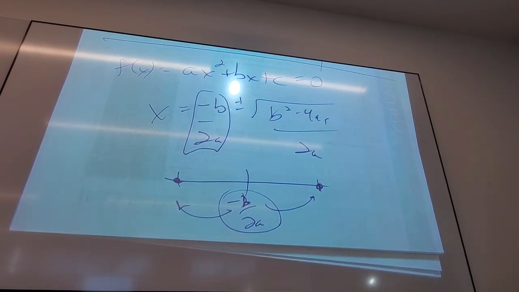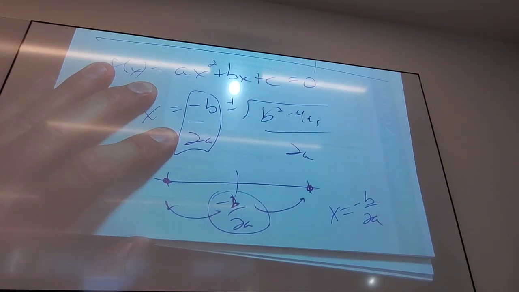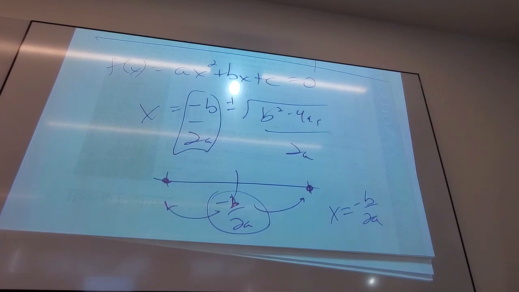That's a shortcut. How do I find the x piece of a vertex? I just have to do negative b over 2a. Why? Because that's always in the middle of my x-intercepts. So let's do this one again.